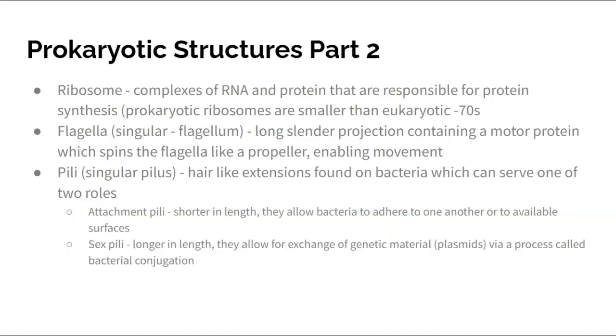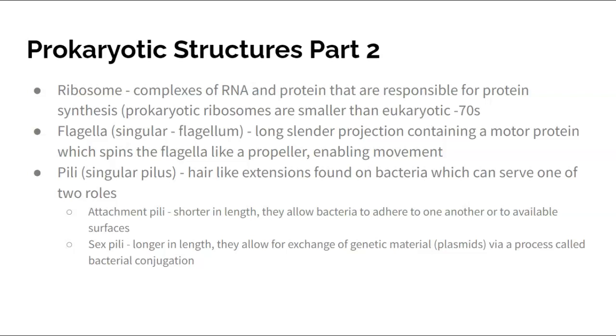Continuing on with the prokaryotic structures, we have the ribosomes, which make proteins. In prokaryotes, ribosomes are smaller than ribosomes found in eukaryotes. So in prokaryotic cells, they are 70S, and in eukaryotic cells, they are 80S.